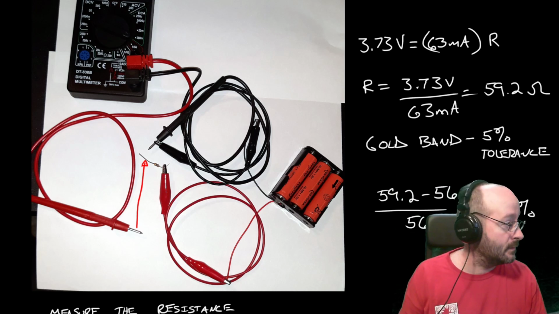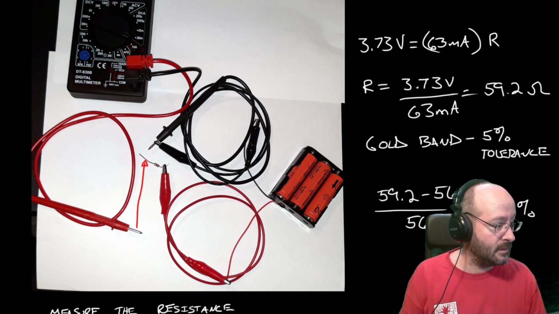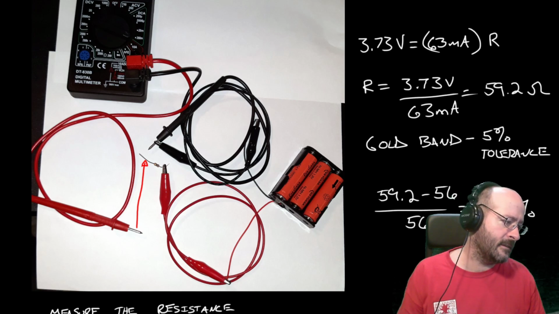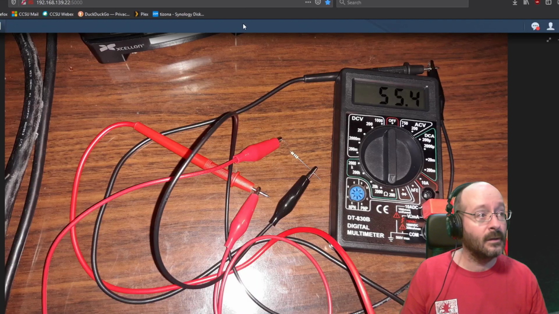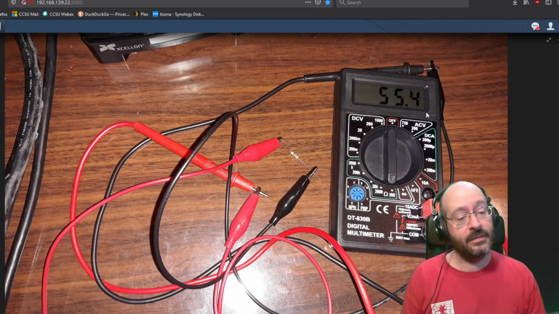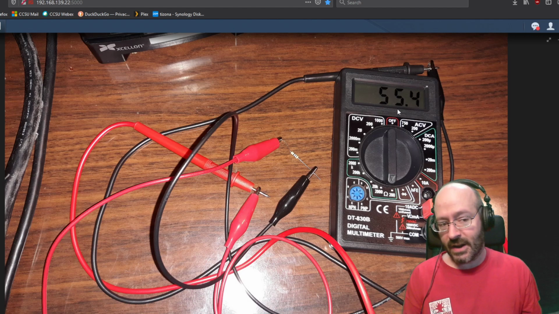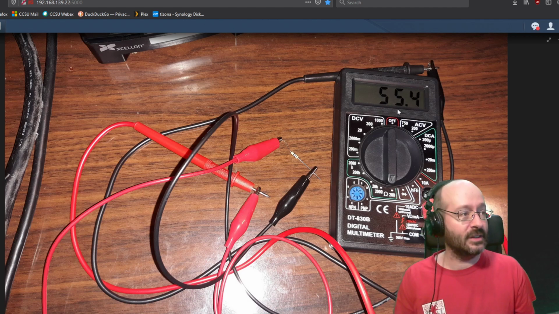Okay, let's see, close that. And, whoops, oh, didn't upload yet. That was too quick. Okay, and I want to rotate that. Here we go. Okay, 62.5, okay. And then I measure mine as 55.4, and it's labeled 56.